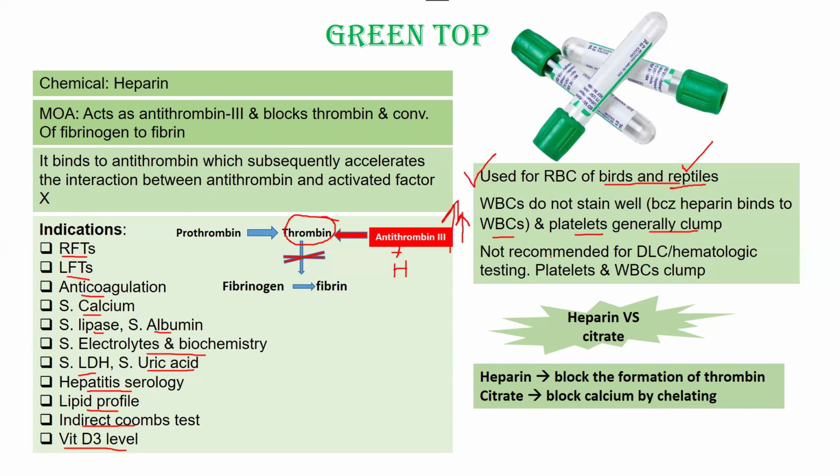Then WBCs do not stain well because heparin binds to WBCs and platelets generally clump. So it is not recommended for DLC, differential leukocyte count, or hematologic testing because it will cause platelet and WBC clumps. So it is a bad idea if you want to have DLC or hematologic testing, and that's why we don't see any CBC in the indications of the green top tube.